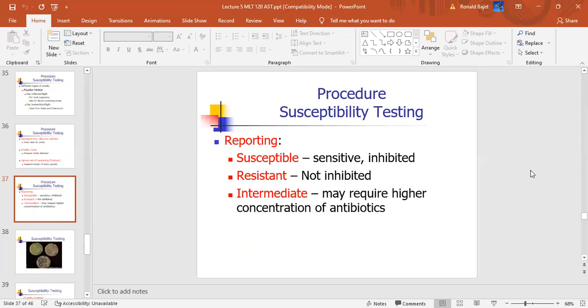Reporting. Like I said, I'm going to be giving you a handout based on CLSI standards of the different antibiotics and their respective zone sizes. You report susceptible, which is sensitive or inhibited, resistant, not inhibited, or intermediate. That's also in the chart. Like I said, if the patient is, for example, allergic to penicillin, the doctor will use a non-penicillin alternative. And if it's intermediate, that's what he will be using.